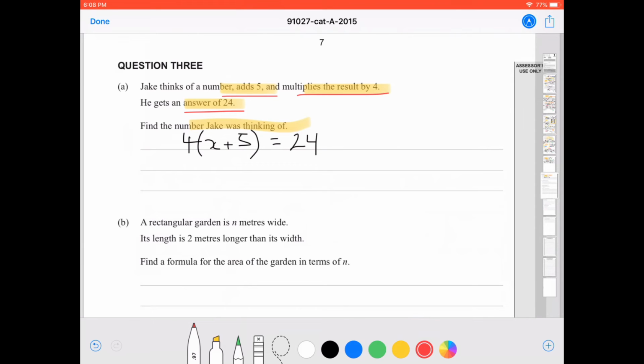Okay, so we're trying to find the number Jake was thinking of, meaning we're solving for x. Let's divide by 4 on both sides. 24 over 4 is 6, and so x equals 6 minus 5, which is 1. So a pretty simple achieved question here to get us started with question 3. x equals 1 gets you the achieved.